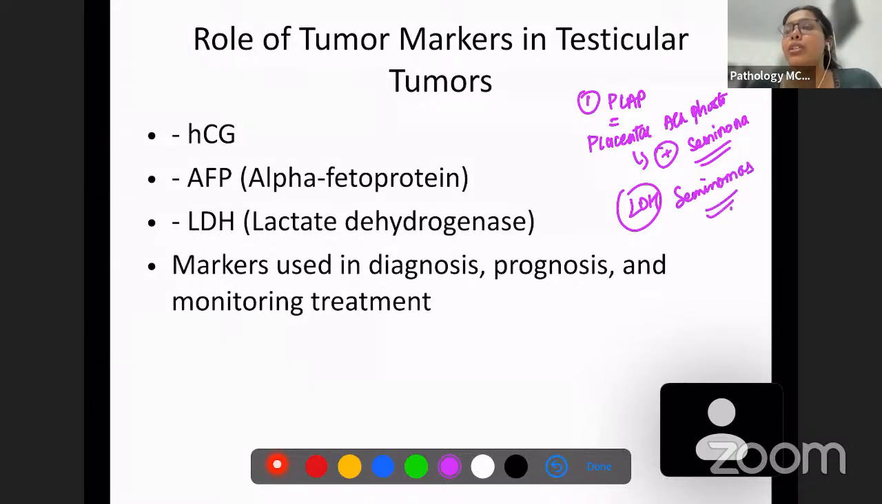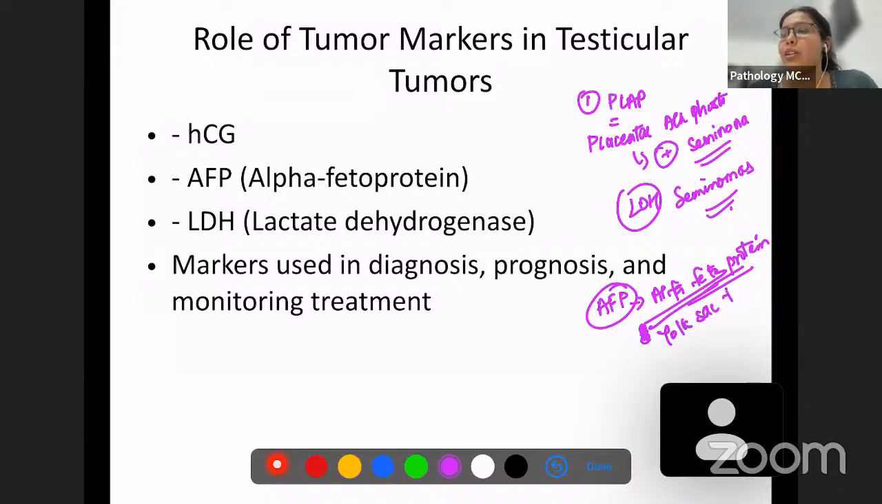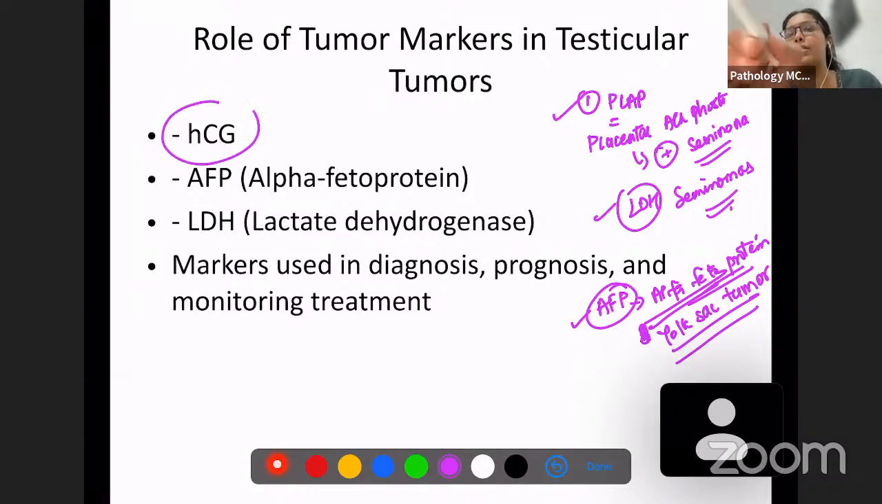Okay. So the other tumor marker which you have to remember is AFP. AFP is alpha fetoprotein. Alpha fetoprotein is usually positive in yolk sac tumor. So these are the three important tumor markers which can be asked for your germ cell tumors. And another most important tumor marker is HCG. HCG will be positive in choriocarcinoma.